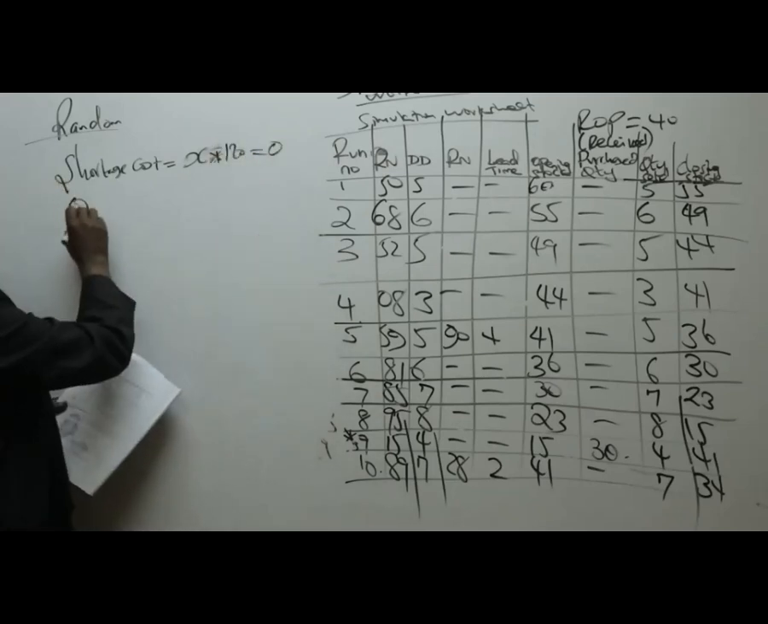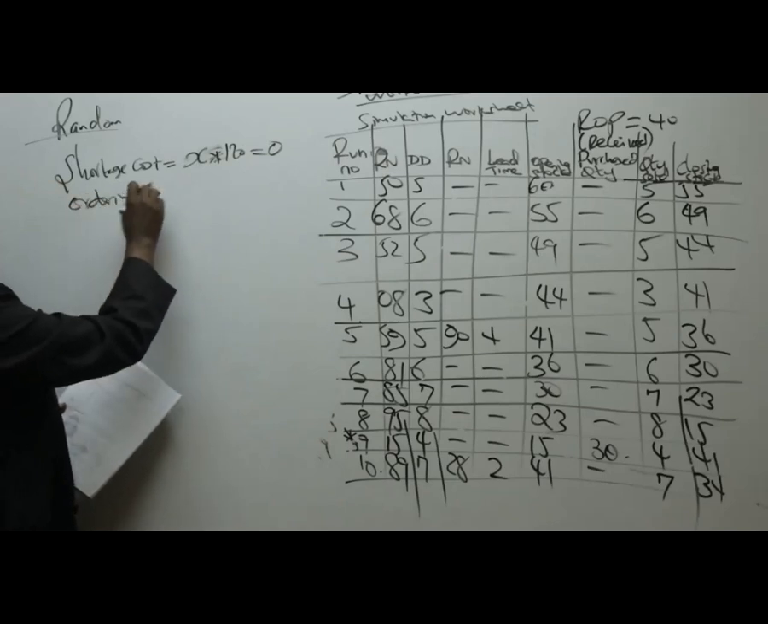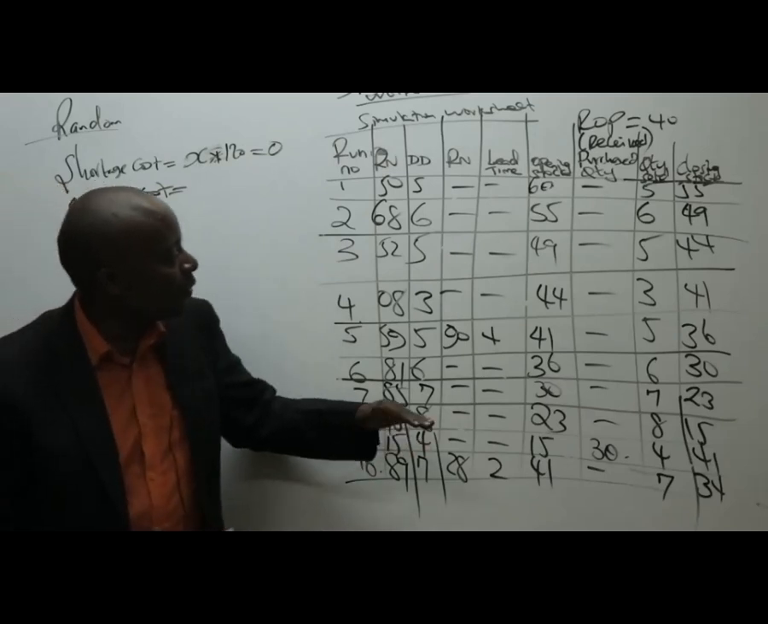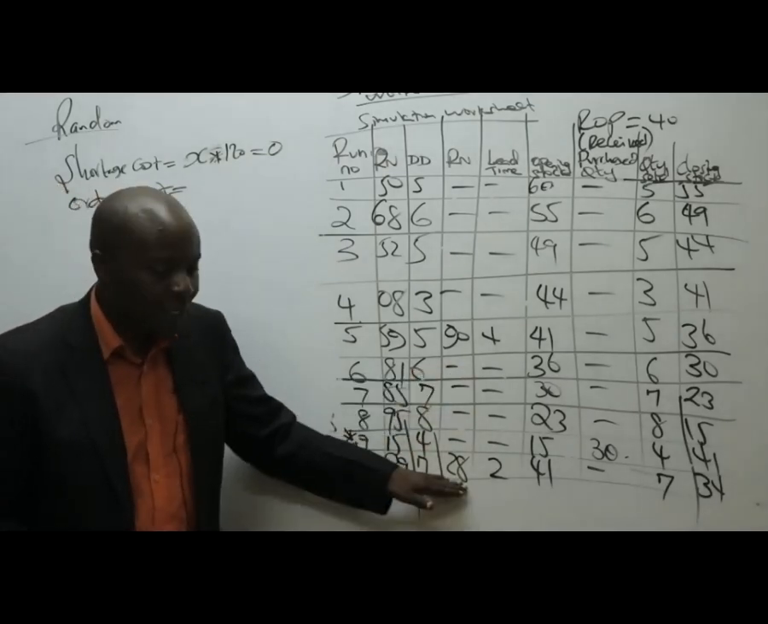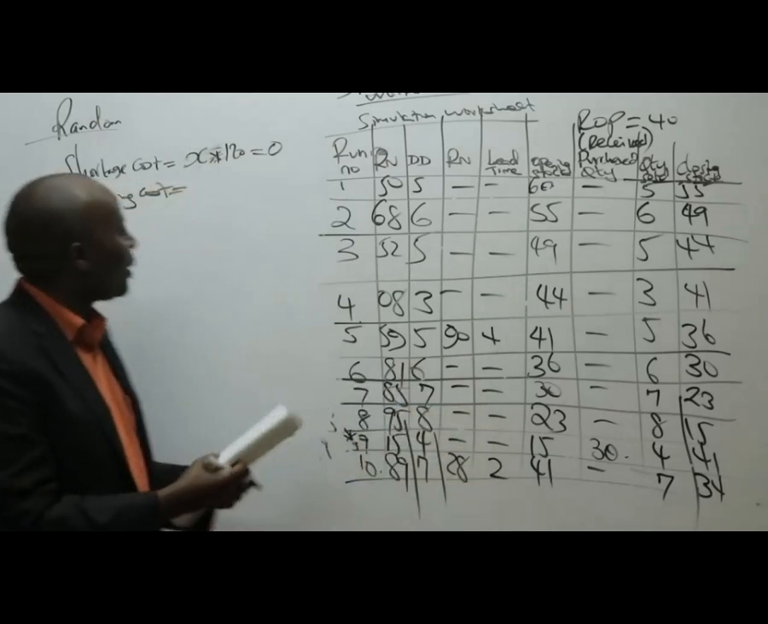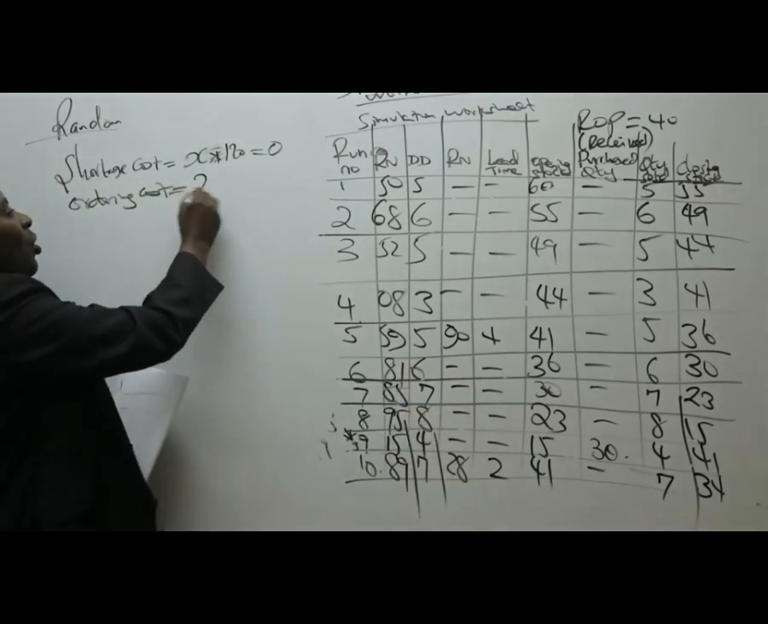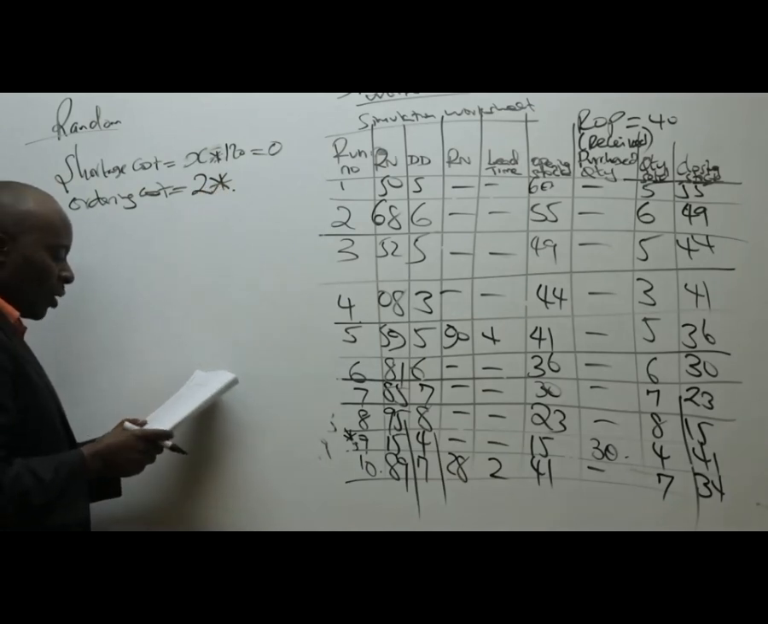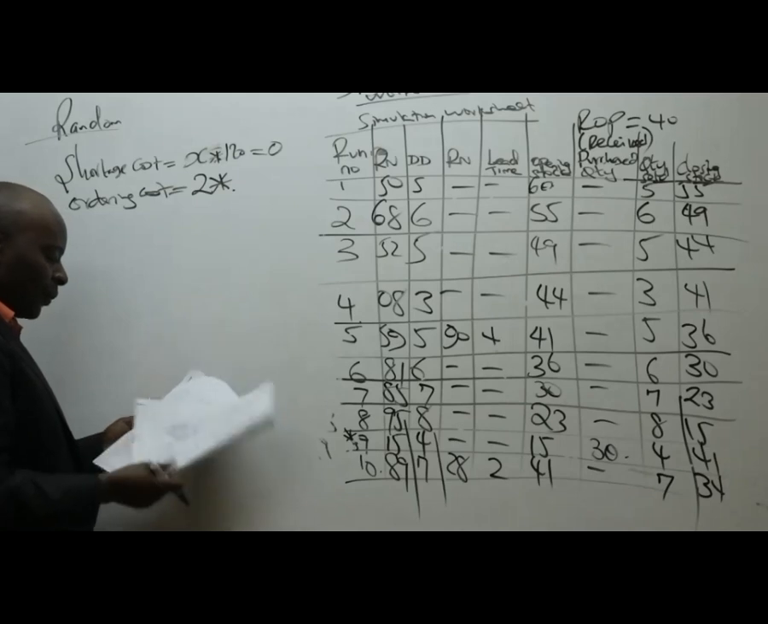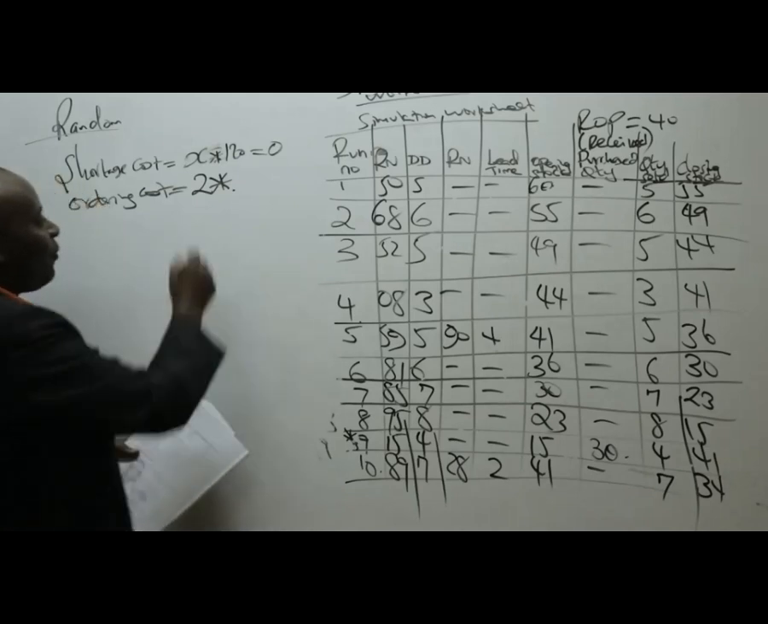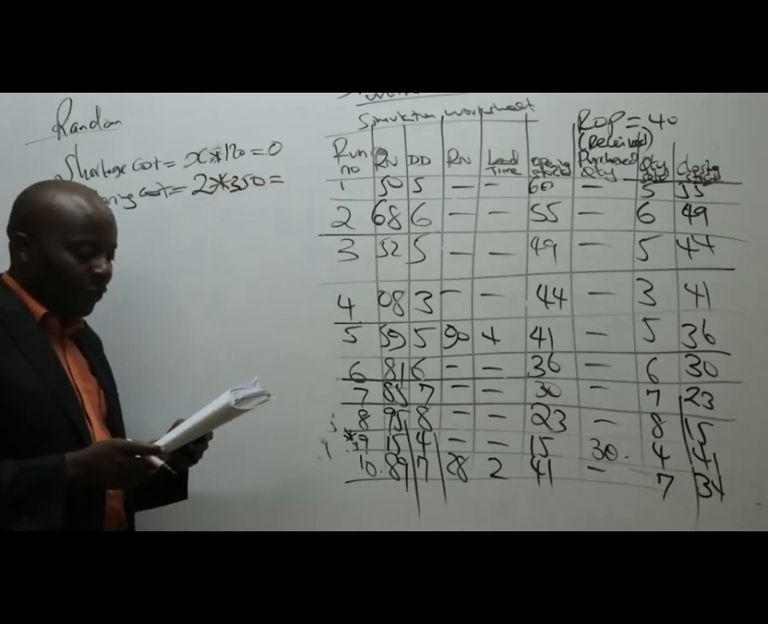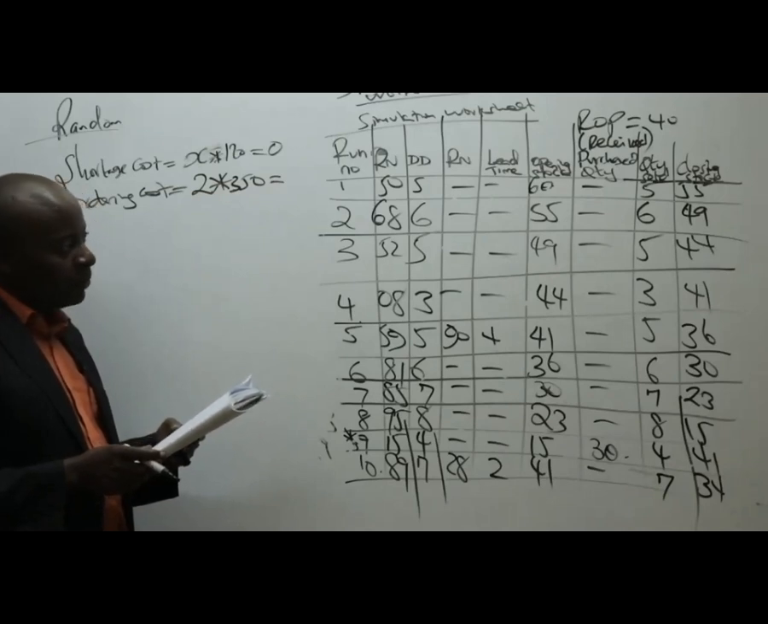How about ordering cost? Do we know the number of times we made orders? Yes, within the 10 weeks, we made how many orders? You should be able to count. We made only 2 orders. Do we know the ordering cost? What do they say the ordering cost is? Cost of placing an order is 350. So then this will give me how much at the end of the day?